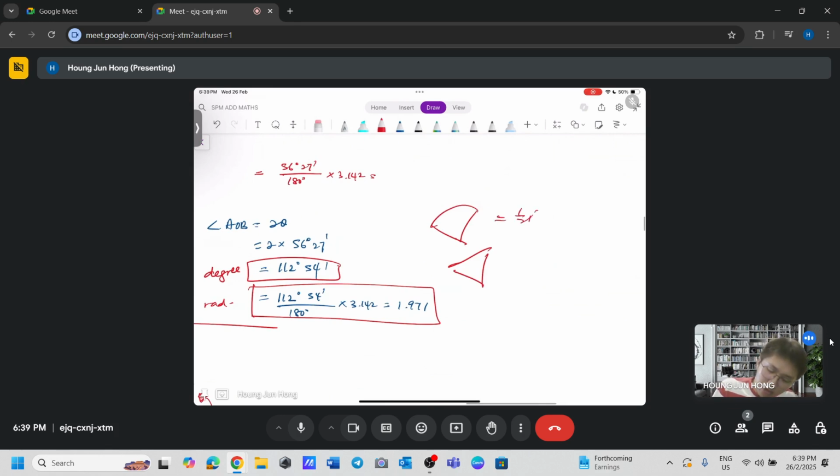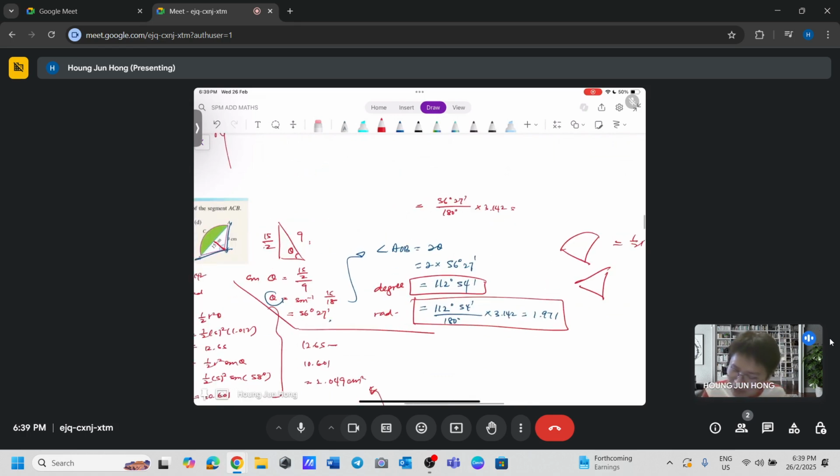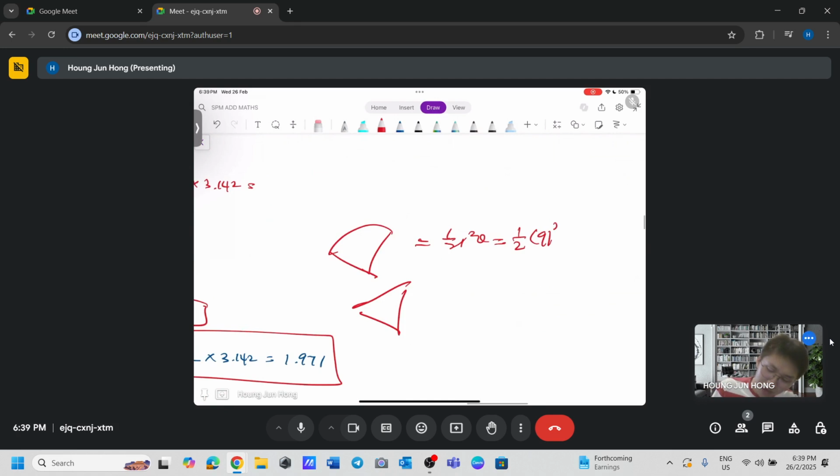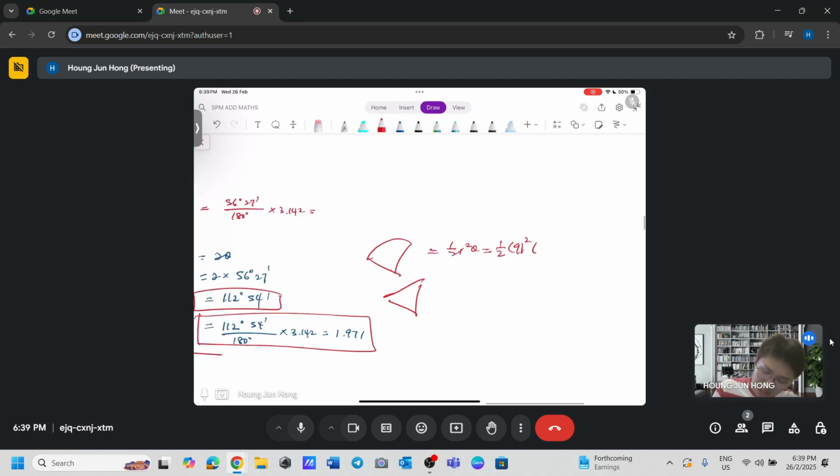Again, should be very simple. I don't even want to put the formula for you already. But yeah, what's the radius? Radius is 9. So just put 9 squared, and then the angle again. Don't forget which one to use. This one has to use radian. This one has to use degree.